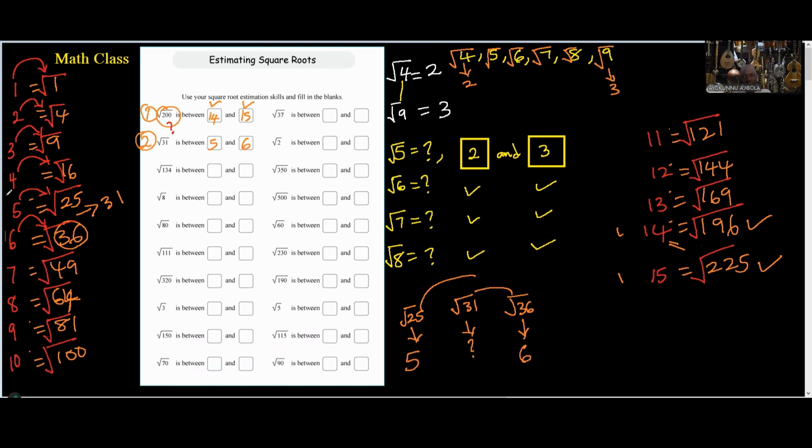Aha. So the answer should be between which two numbers? 15 and, between which two numbers? 15 and 16. It's not. There's no 15 and 16 on the board. It's 5 and 6. It's what? 5 and 6. Now, what's the third number on the question?